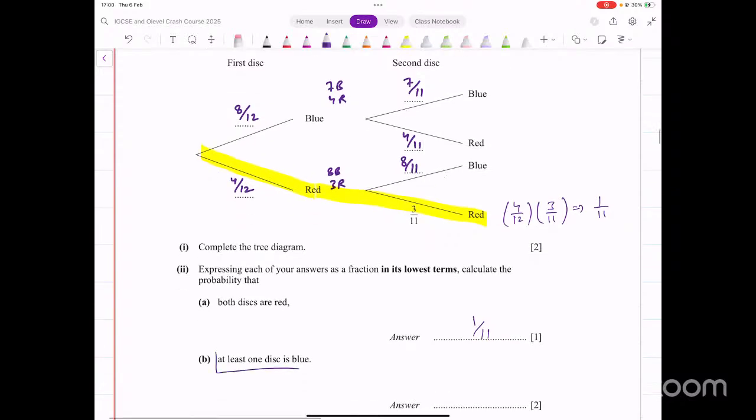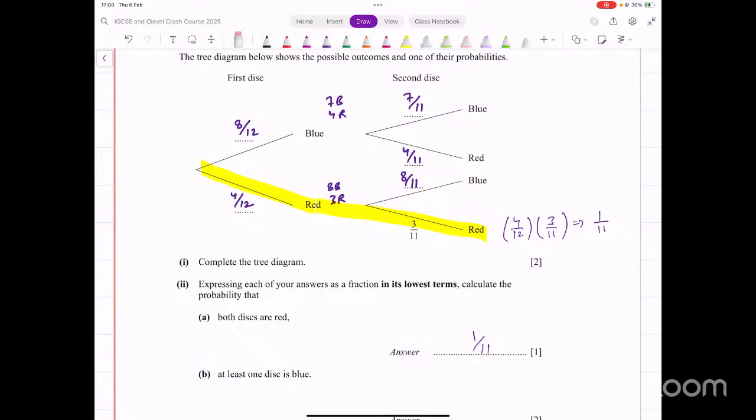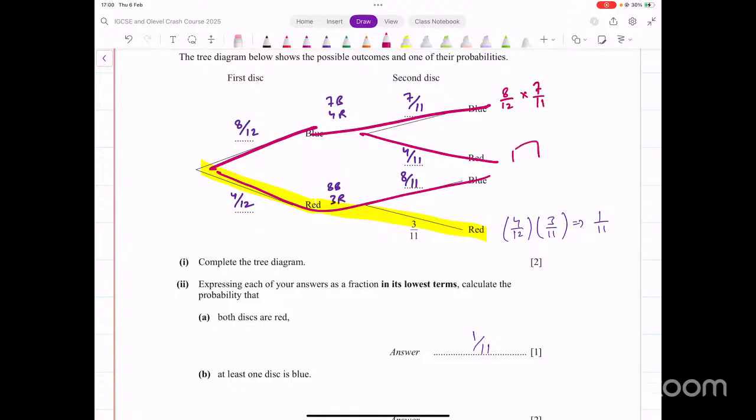Then they're saying at least one disc is blue. Okay, now how do we think about this? At least one disc is blue. At least one blue means you can have one blue, you can have 2 blue as well. Which cases are those? Blue, blue, that's one possibility. You can have blue, red, and you can have red, blue. There are 3 cases that you have in which at least one of the discs is blue. One possibility is that you find each of these cases. So you find the first one, that will be 8 out of 12 times 7 out of 11. Similarly, find this one and this one. And then you add all of them up. You vertically add these probabilities. That's one idea. You'll get the correct result using that.